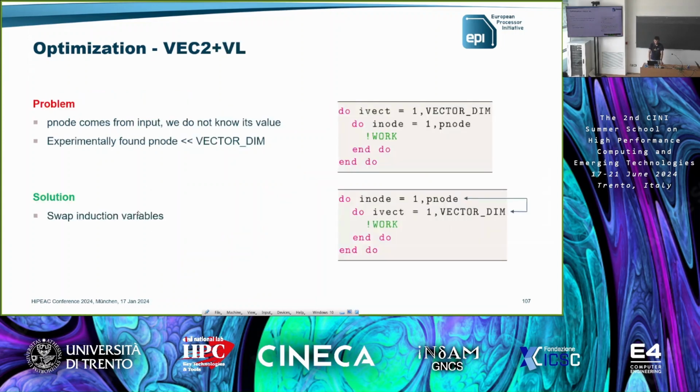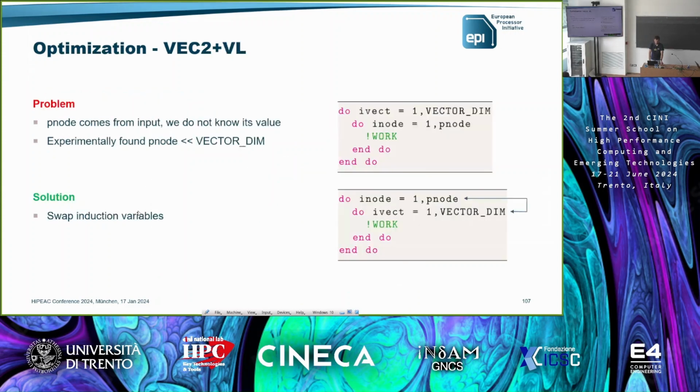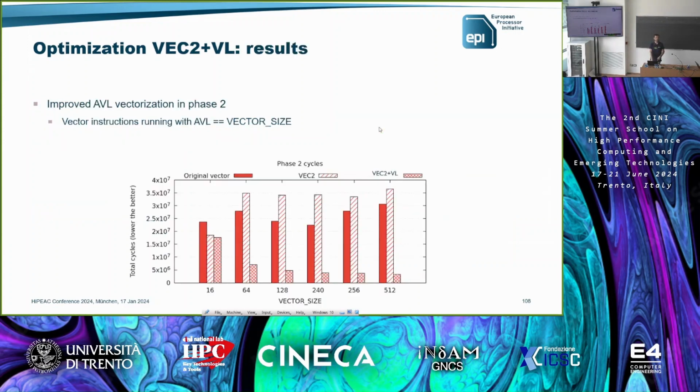So we look into the vector length, and we see that the vector length that is being used is not the maximum vector length, but is smaller. So we are not taking full advantage of the full vector. Why is that? I go back to the example that I showed you before, because we have these 2 nested loops where the most inner one is looping over a small number of elements. So we just swap the 2 loops, and that's what we get, right?